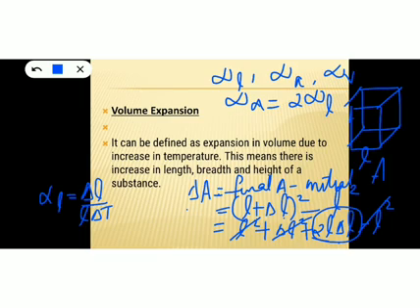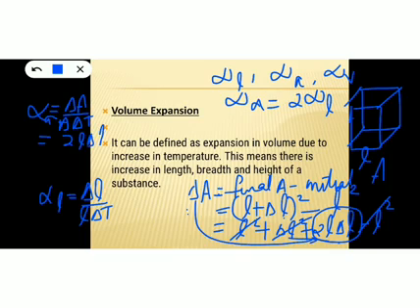Now just write the expression for area expansivity. So what is alpha A? Alpha A is delta A by A into increase in temperature, delta A by A into delta T. Now what is delta A? Delta A is 2L into delta L. Here we had already got this relation. Delta A is 2L delta L, and what is the initial area of the cube? It is L square, then delta T.